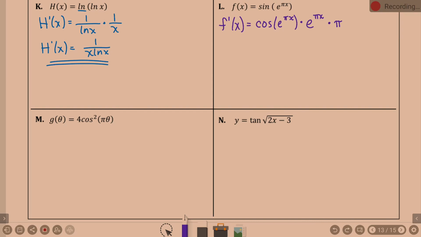I would probably clean up, so just put pi out front. I put the pi and the e to the pi x out front, partially so it doesn't look like it goes in the cosine. I'm not saying you'd have to. But mine I have written as pi times e to the pi x times cosine of e to the pi x.